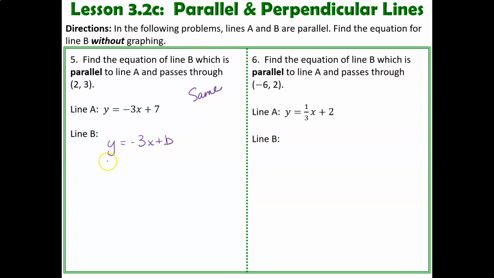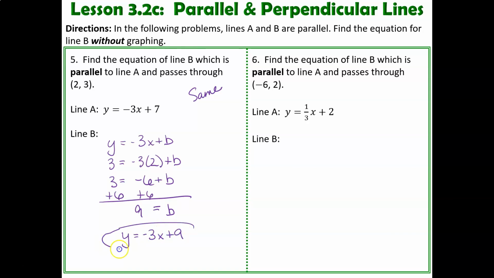the new B. So y is 3. And then you're going to add 6. So my new B is 9. So y equals negative 3x, and my new y-intercept is 9. Those lines will be parallel.